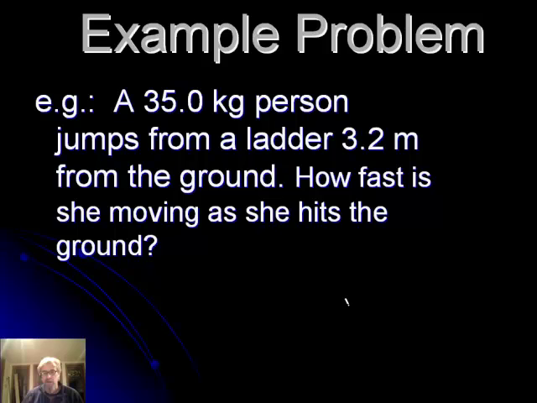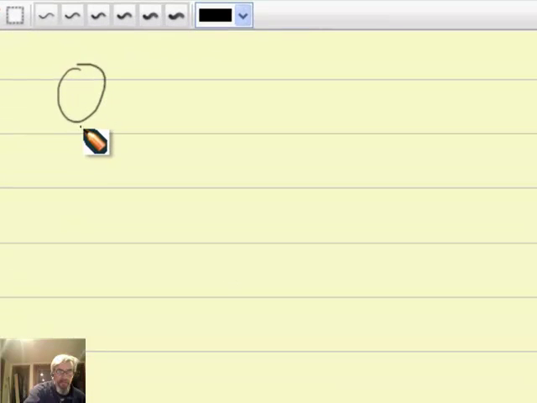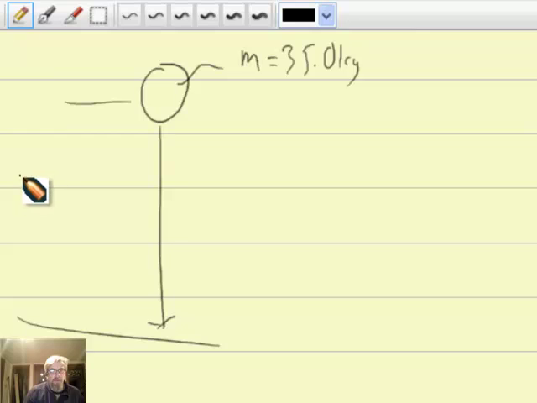We're going to take a look at several different questions using the same situation of a 35 kilogram person jumping from a ladder that's 3.2 meters from the ground. Question is, first of all, how fast is she moving as she hits the ground? Here's our person. Again, the person's going to be a blob. We know that this person has a mass of 35 kilograms. Person's going to fall to the ground and be accelerated by gravity, we assume, and it's 3.2 meters to the ground. So our first initial question is, how fast is the person moving when they get to the ground?